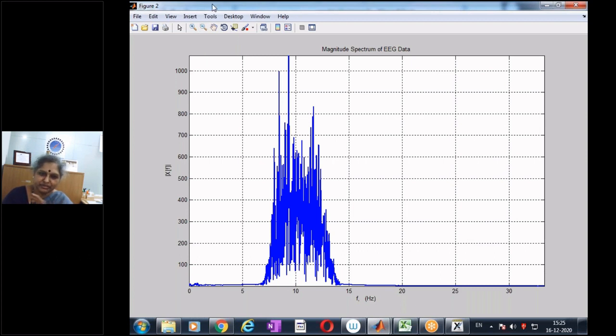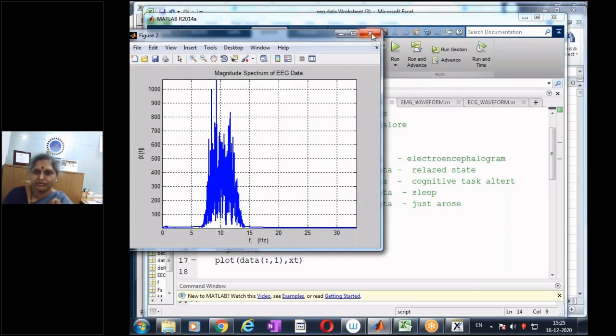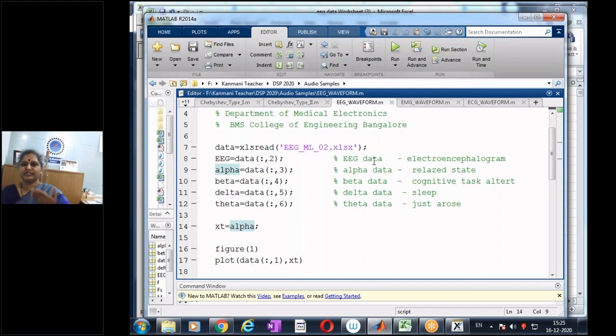We saw the time domain, and no information can be captured, but by just doing the FFT or the discrete Fourier transform, we are able to get the spectral components present in the signal, and the experts will be able to interpret these signals. So having seen alpha, let us now see the beta waves.